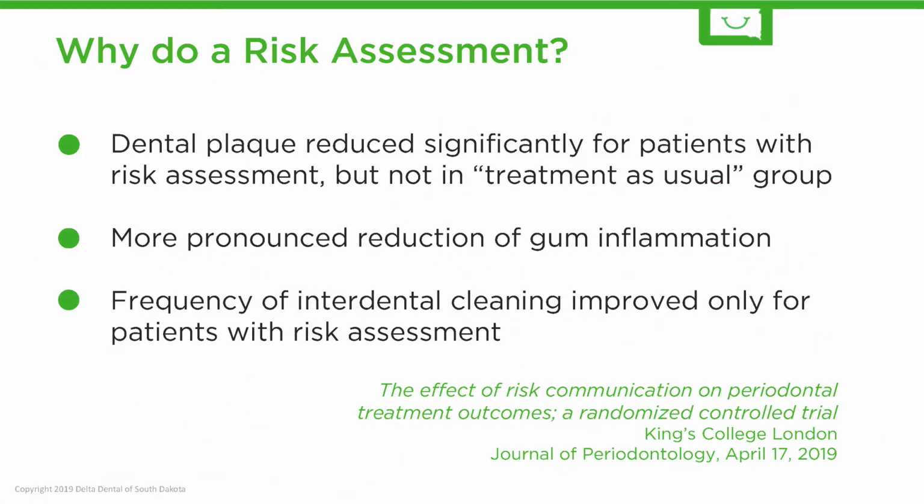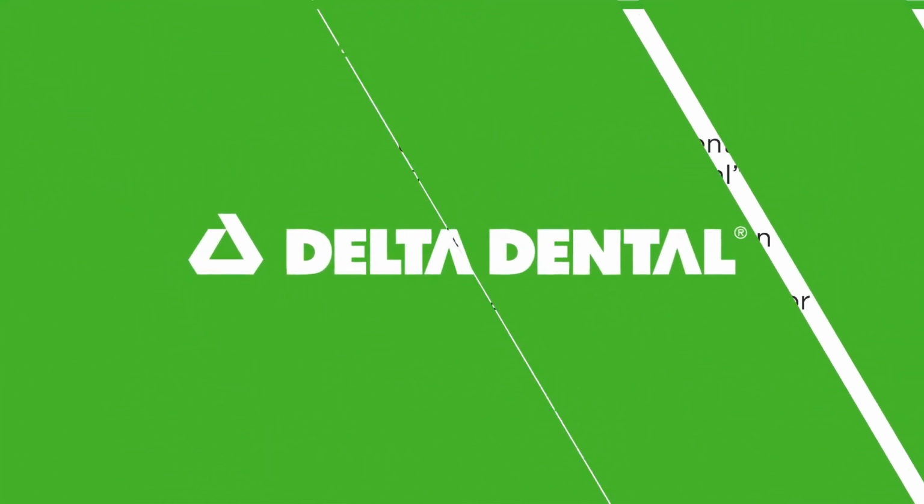Is it effective in influencing patient behavior? Here's a hot-off-the-press study to prove yes. In April of 2019, the Journal of Periodontology from King's College of London utilized the PreViser risk assessment tool on 97 patients. They were trying to determine if it influenced behavior to improve oral health. In just 3 months, not only was dental plaque reduced significantly for patients with the risk assessment, but not in the treatment as usual group.